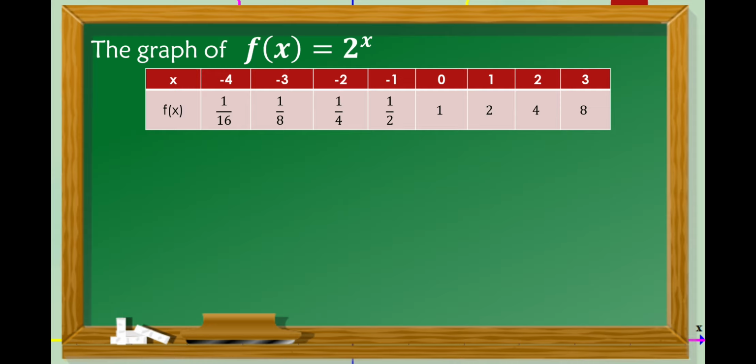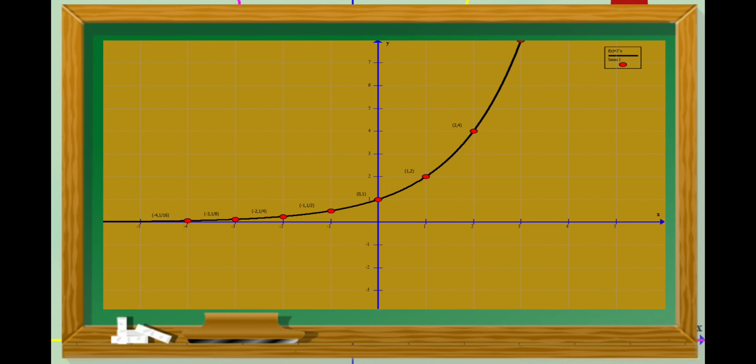So let us review the graph of f of x is equal to 2 raised to x. In our previous lesson, we made a table of values for this function. Then we plotted the points in the Cartesian plane and sketched the graph. So we have here the graph, a smooth curve increasing to the right. This is the graph of f of x is equal to 2 raised to x.